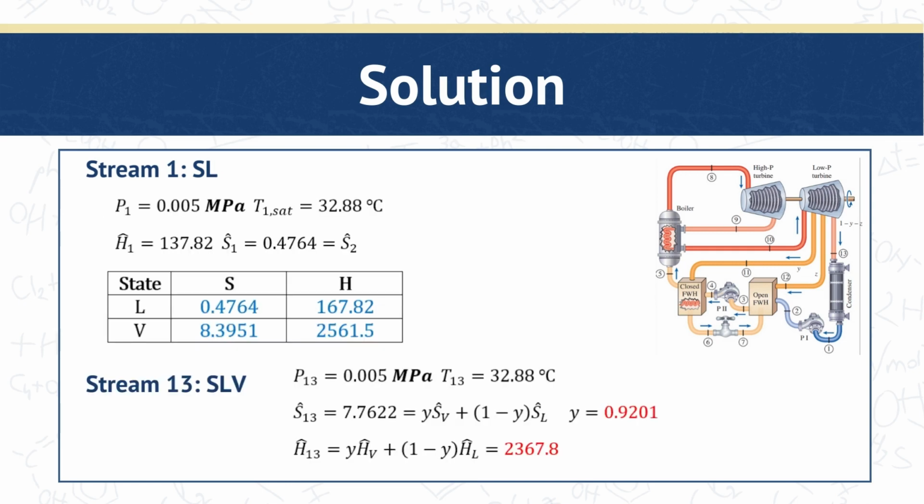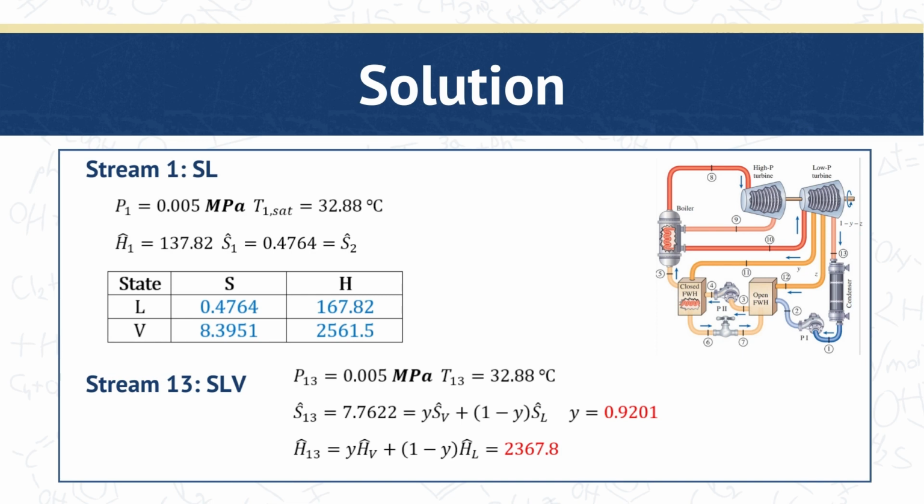Moving on, we have stream 1, which is a saturated liquid. So getting the properties from this would be straightforward since it only exists in one phase. So the pressure is 5 kilopascals and the saturation temperature of stream 1 is 32.88. And then we have the enthalpy and the entropy, which is extracted from the liquid phase values from the saturation table. So we need to get the saturation properties, specifically the entropy and the enthalpy for the liquid and vapor states as tabulated in the table, those in blue.